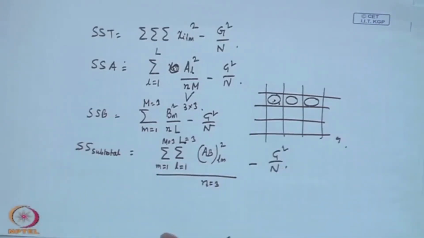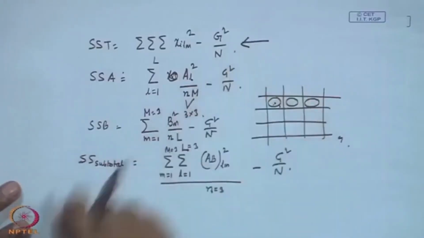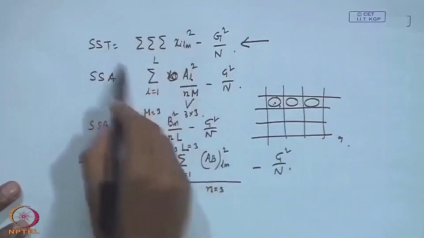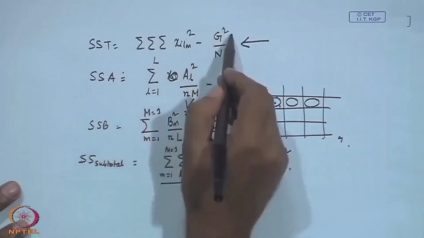I am showing this one so we can explain with respect to it. What we are saying is that for SST, first you take all values, 68, 65, 70 and so on, square them and add, then subtract G squared by capital N. This is the formula: all values in the table are squared and then added, then minus this.